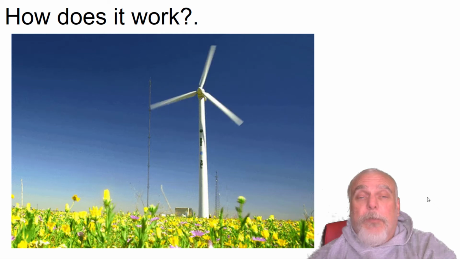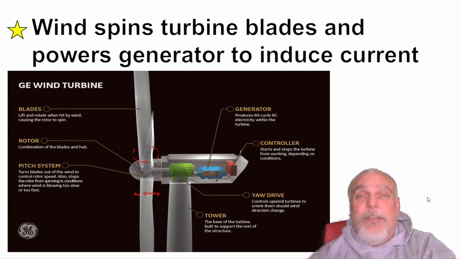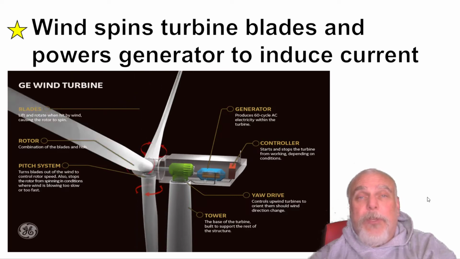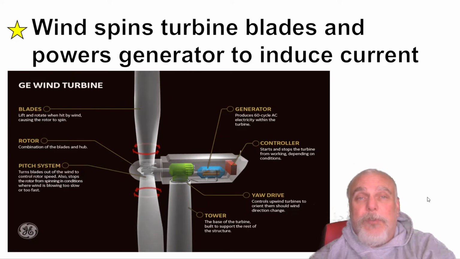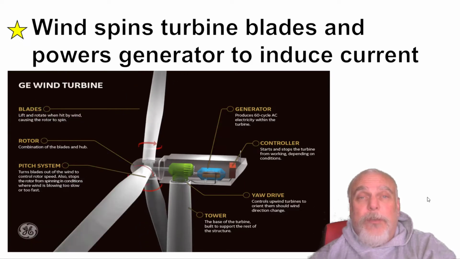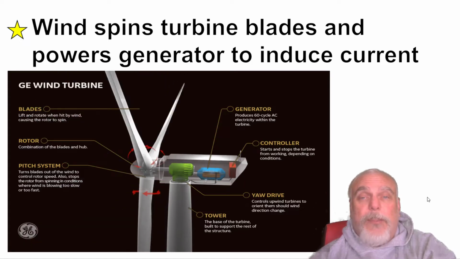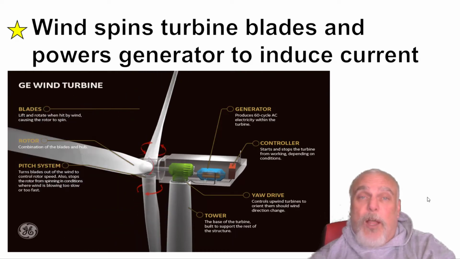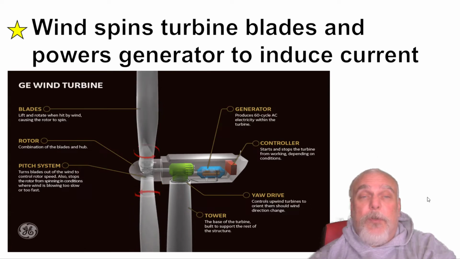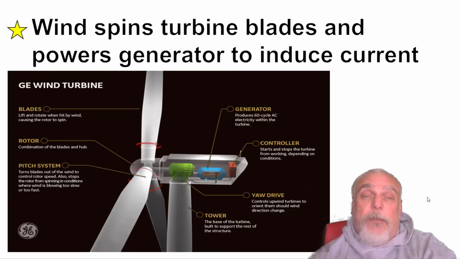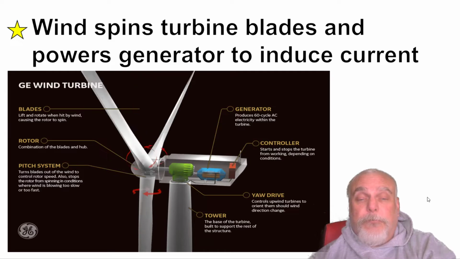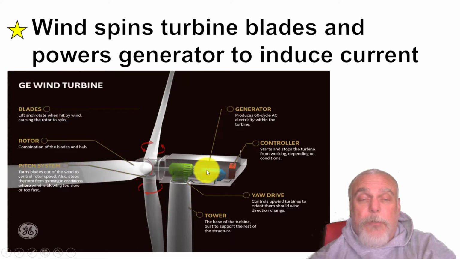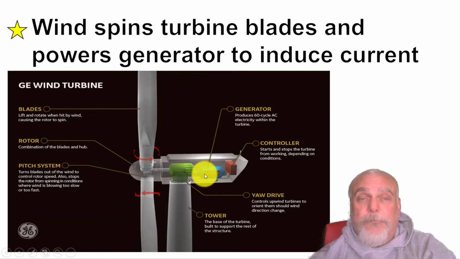Now, this is a pretty neat one because this is a direct spinning of the turbine. The wind is going to be directly spinning the turbine. We don't need to make steam or anything like that, like most of the ways to make electricity. The wind is directly moving the turbine. The turbine is connected to the generator and spins the generator's magnets and wires, and that's going to be making electricity. So wind is spinning the turbine blades and powers the generator to induce current, as you see here. As the turbine spins, you get the generator to spin as well.